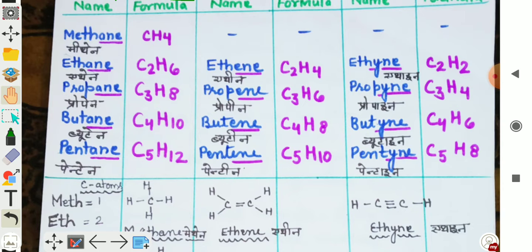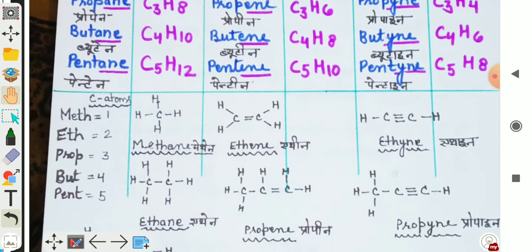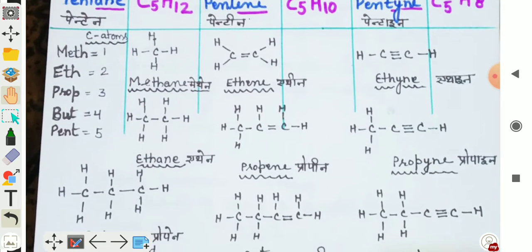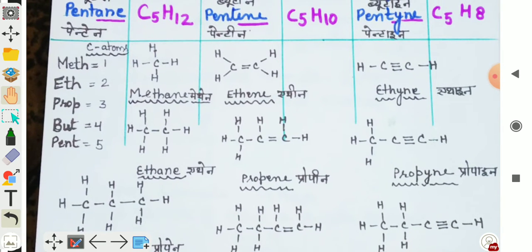Also the structural formula are written for you when we use the word methane. So meth means 1 carbon atom compound, eth means 2 carbon atom compound, prop means 3 carbon atom compound, but means 4 carbon atom compound and pent means 5 carbon atom compounds.